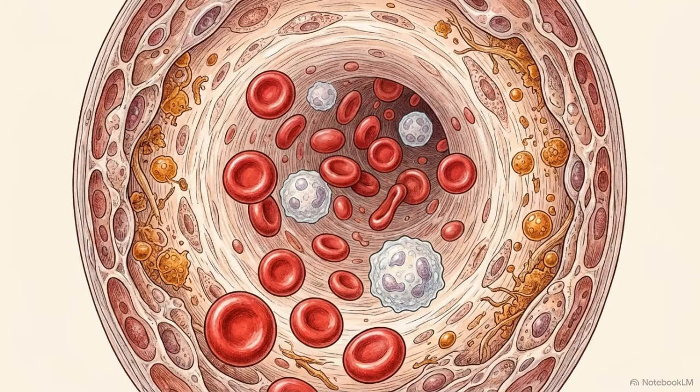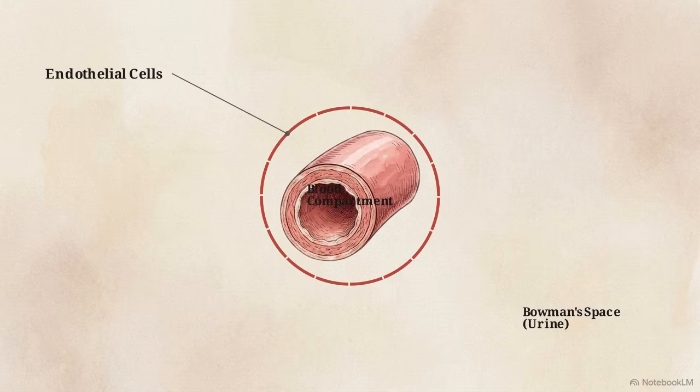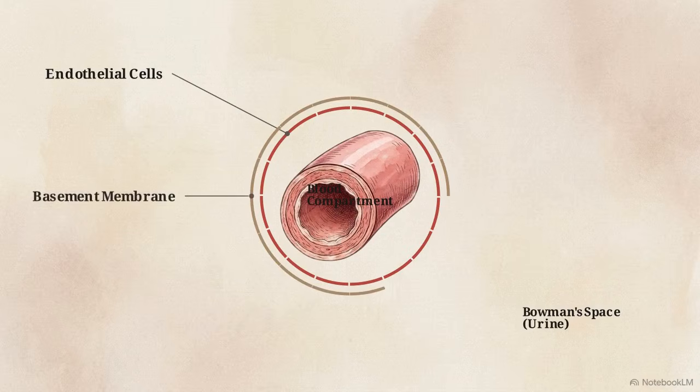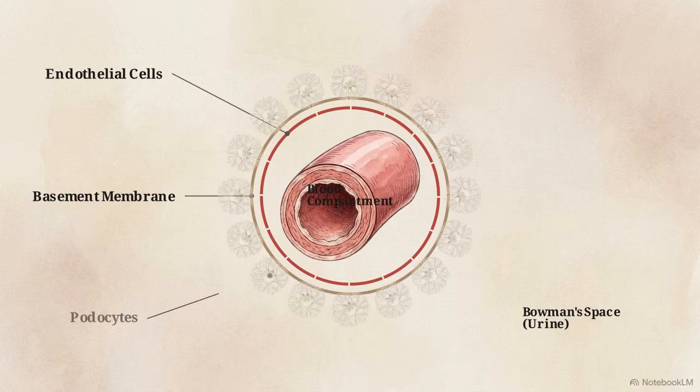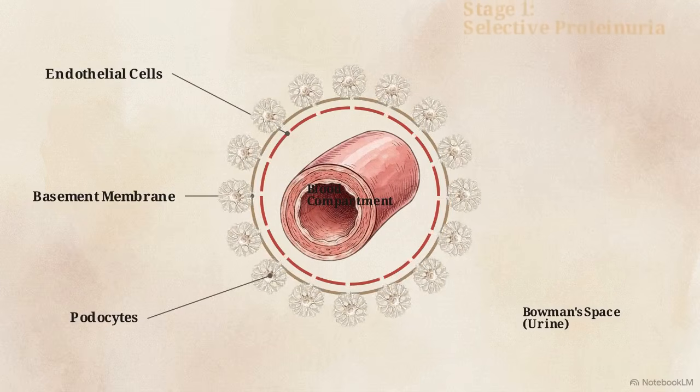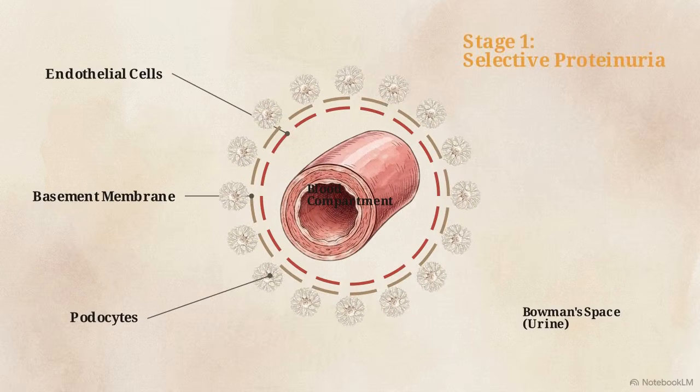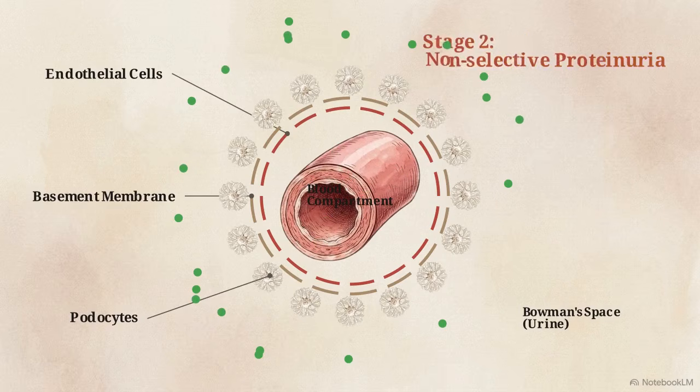It keeps essential blood components circulating inside the vessels, while allowing waste products to pass out into the urine. Here are the three layers of a healthy glomerular capillary: inner endothelial cells, the middle basement membrane, and outer podocytes. In stage 1, mild injury creates minor gaps, allowing small, uniform proteins to slip from the blood directly into the urine space. This leak of only specific, small proteins is called selective proteinuria.